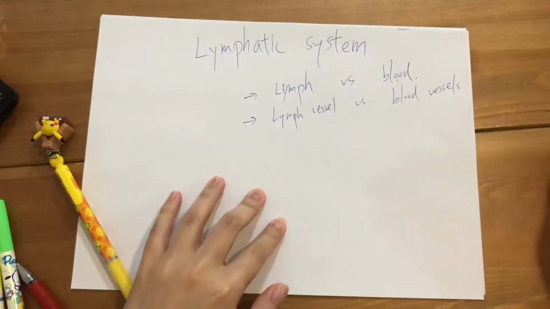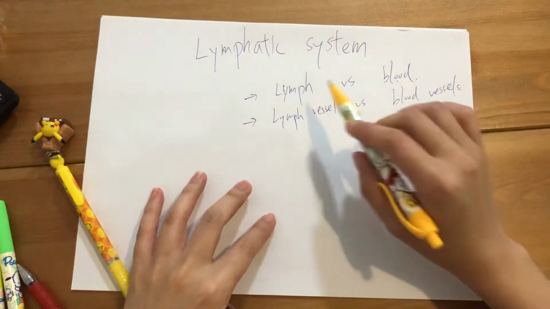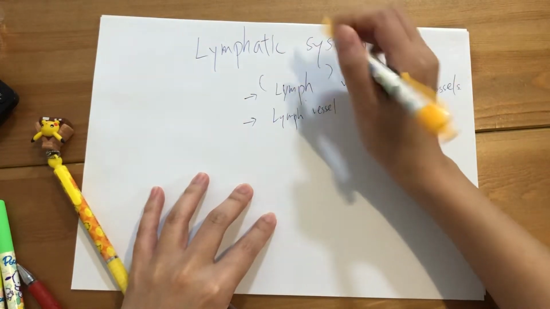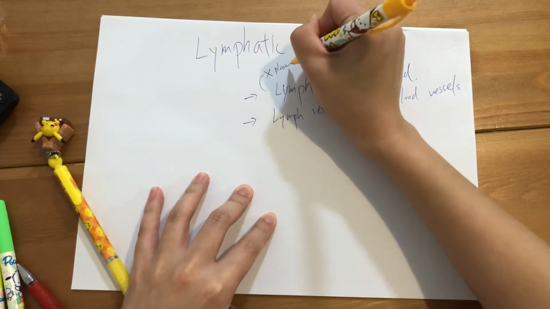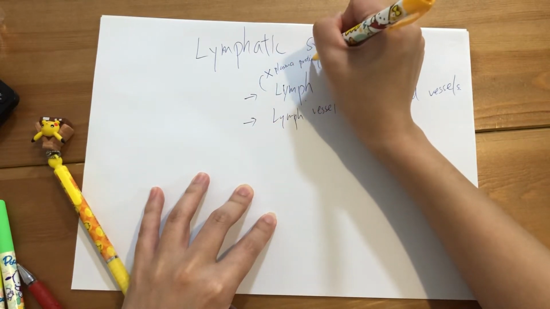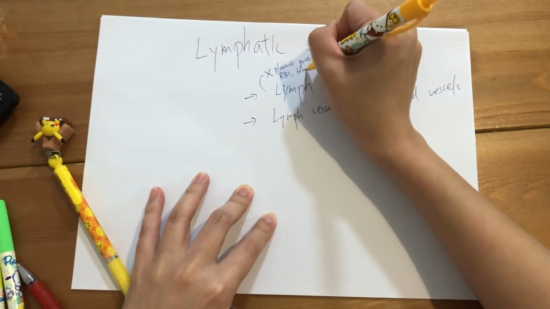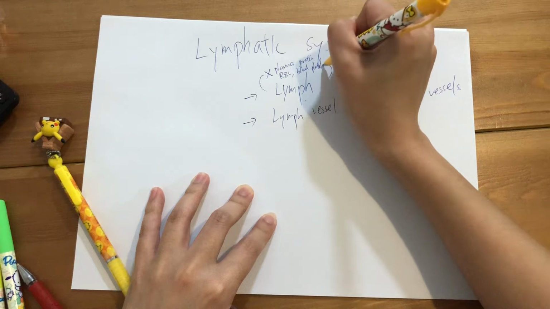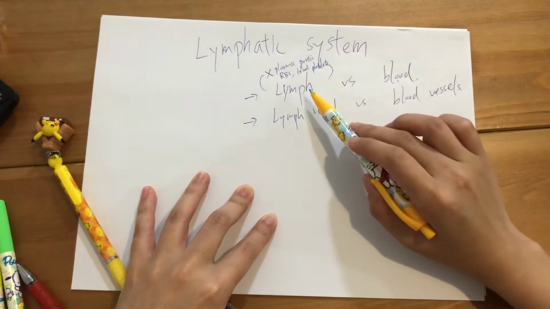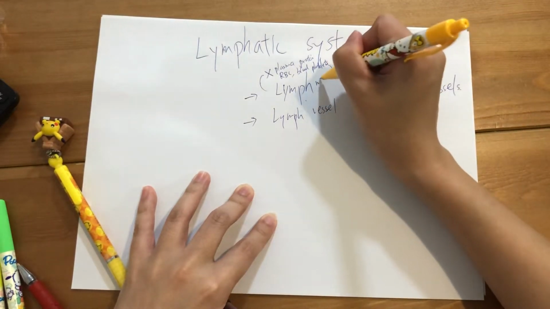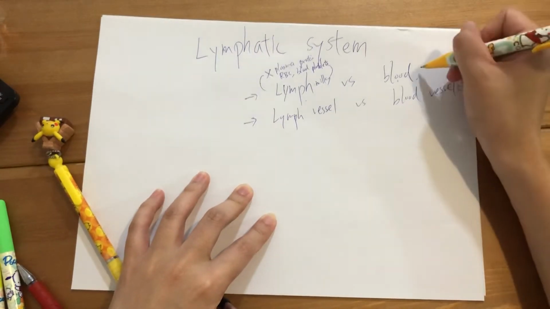For lymph and blood, they are quite similar, except that lymph does not contain plasma protein, red blood cells, and blood platelets. And it may contain a lot of fat. So that's why lymph is milky. And blood, due to hemoglobin, is red.